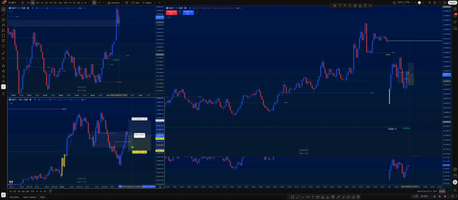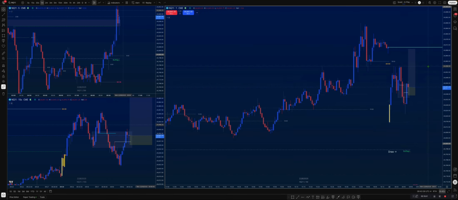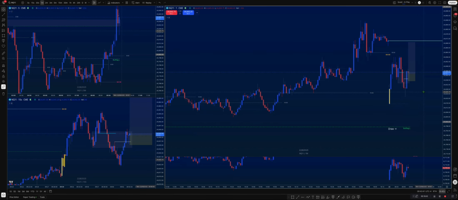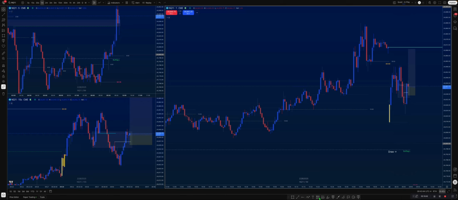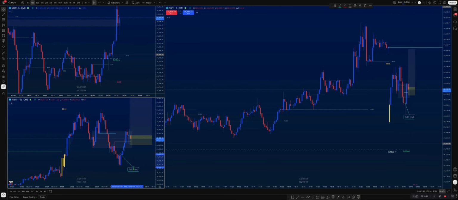2, 1, that's a long right there. Stop. And we're targeting, seeing if we can get a new high. We'll go break even at the new high. And that's because we got this as an M1 LSW, which is a last second wick.